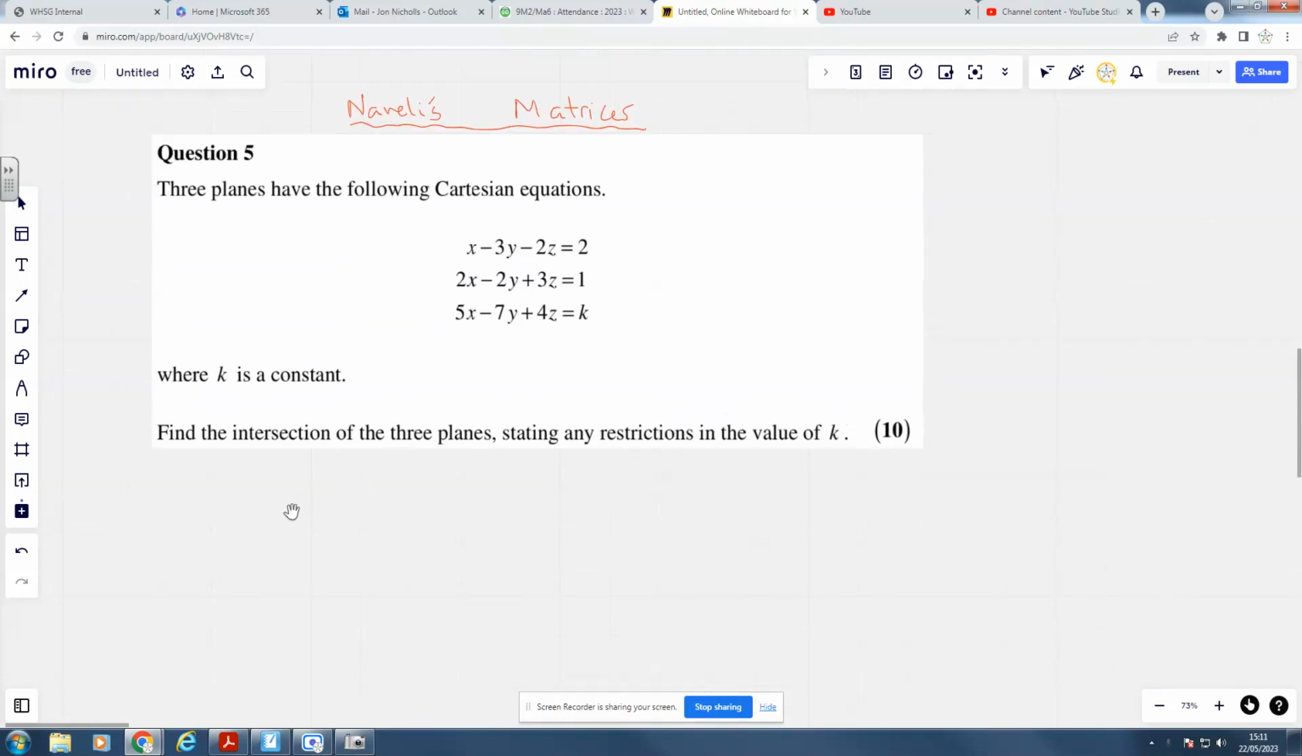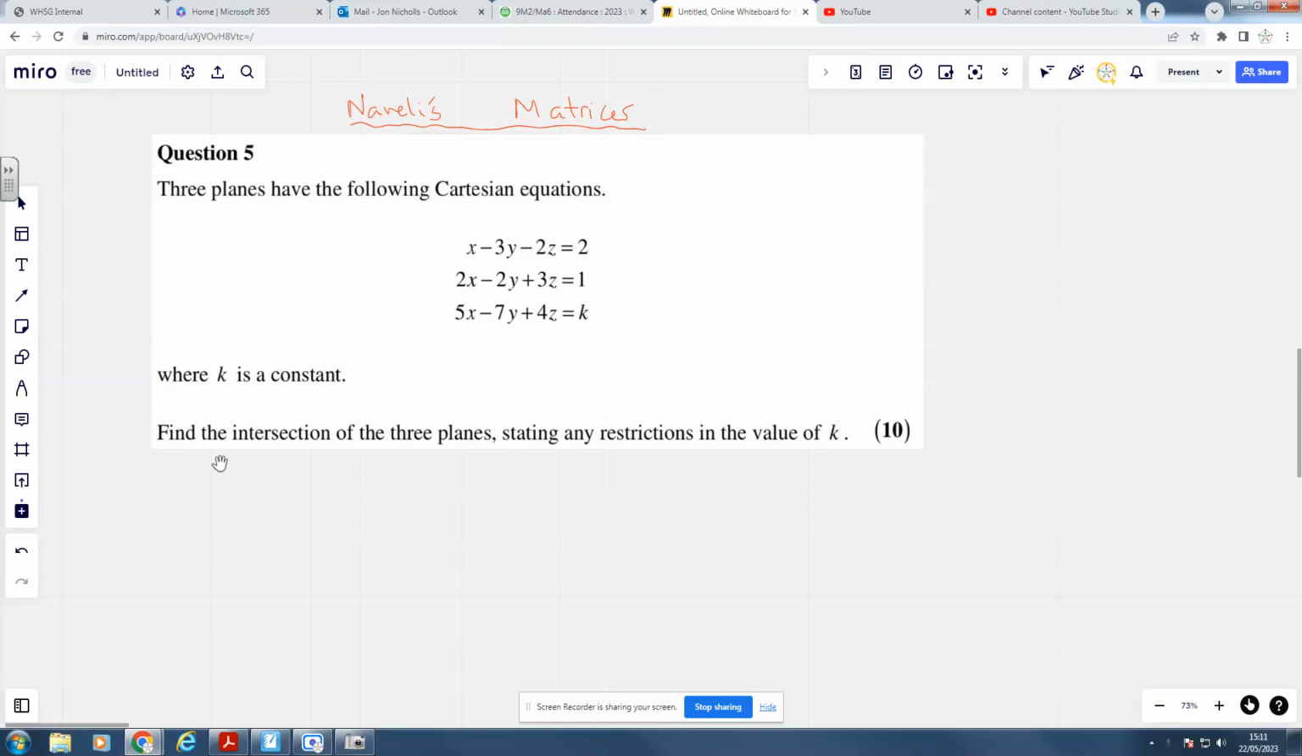Okay, so first question. Now this is interesting. They don't give you much here. They just say 10 marks. I find it interesting because there's quite a big restriction on K in the fact that it can only be the number 4. But I'll show you how I came to that conclusion.